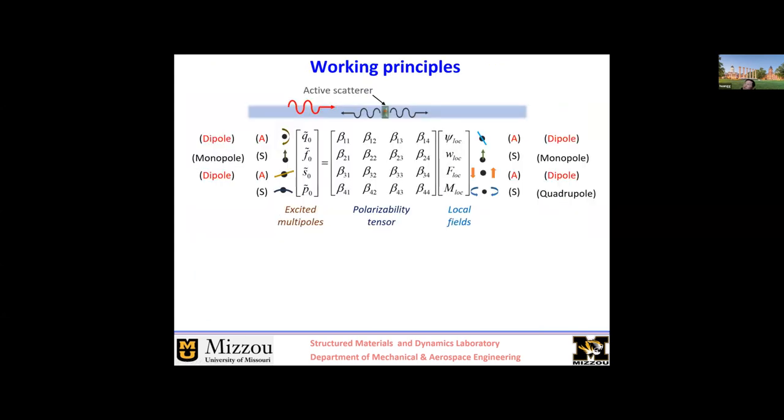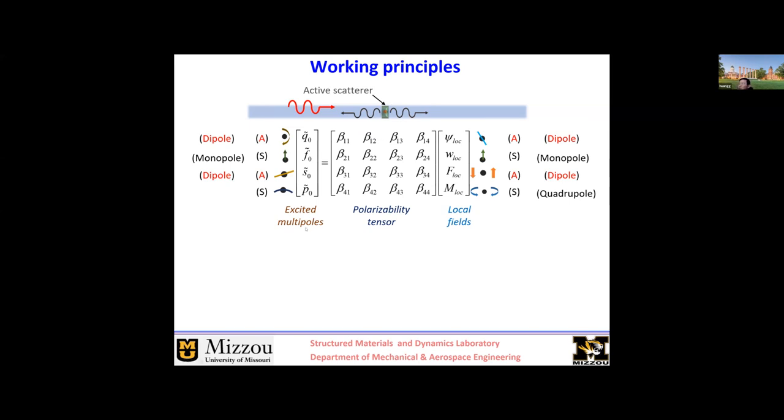The key principle of this active scatter can be described by the so-called polarizability tensor. In one-dimensional beam structures, you can sense dipole or monopole fields like rotation, displacement, shear, and momentum. Then you can use a microcontroller to excite the actuation force. With this relation between actuation and sensing, we can build up a polarizability tensor. This 4x4 tensor Q gives a very rich way to actively manipulate the response of this kind of scatter.